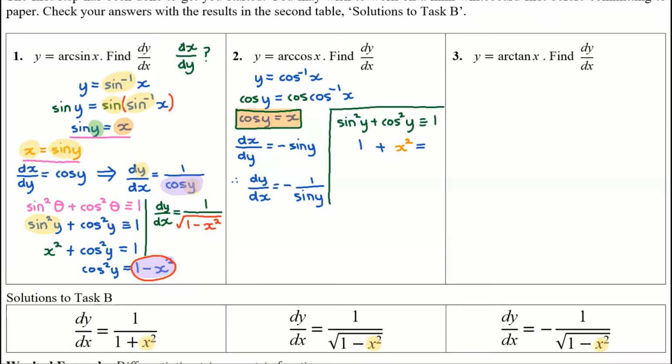Oh, I've just realized I've done that wrong. Sorry. So sine squared, I apologize, sine squared y plus cos squared y is equal to 1. And then rearrange that. So therefore, sine squared y will be equal to 1 subtract x squared. We can now substitute that in, or well, we'll take the square root first of all. So sine of y is equal to the square root of all that. There we go.